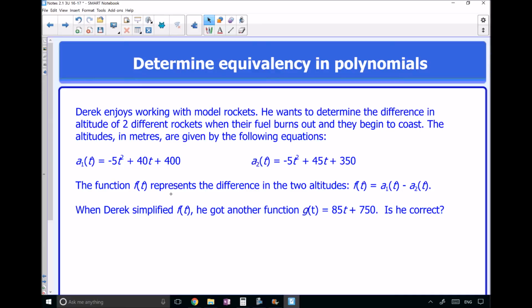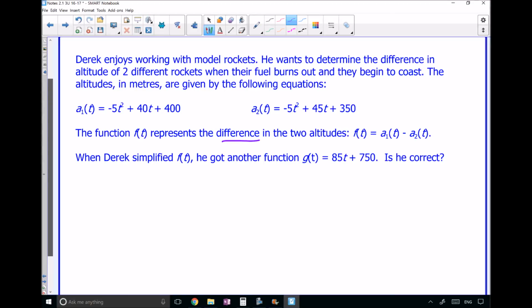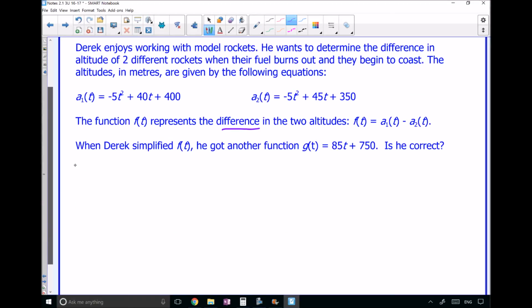The function f of t represents the difference, so that's key, the difference in the two altitudes. So f of t is equal to A sub 1 of t minus A sub 2 of t. When Derek simplified f of t, he got another function, g of t is equal to 85t plus 750. And we want to know if he is correct or not. Okay, so we're going to do method 1. We're going to solve this using several different methods. Right now we're going to look at method 1. Method 1 is just to simplify f of t.